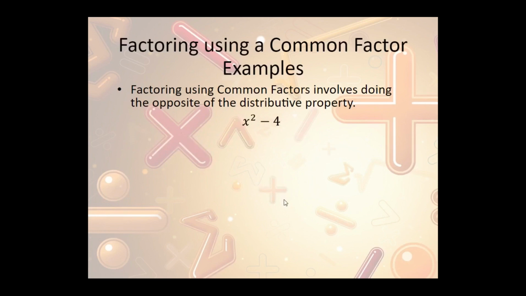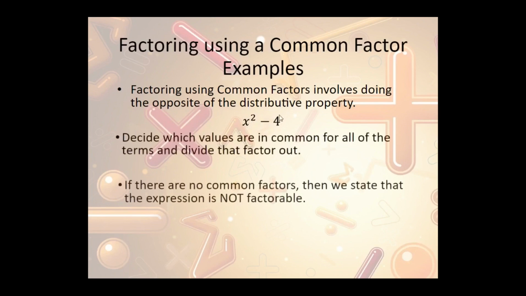Let's look at another example. We have x squared minus 4. So we're looking for something that's in common. Well, all we have is an x here, and all we have is a constant here. So there's nothing in common there, so there's nothing we can factor out. So it's not factorable. So we just leave it as it is. So this is its most factored form for now.